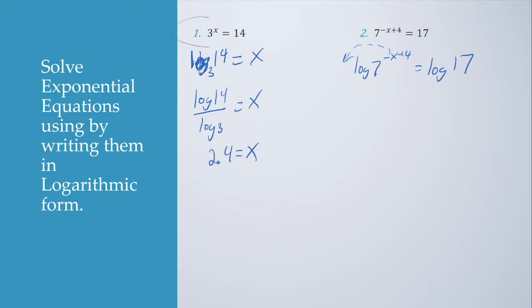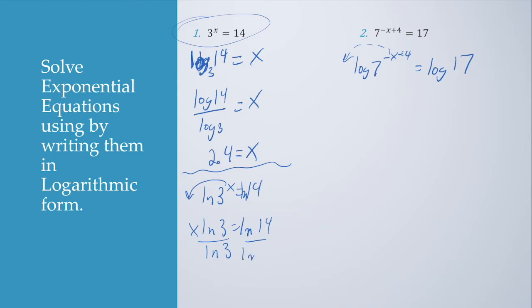I could have solved the problem on the left the same way. I could have taken the natural log of both sides. So I'd have natural log of 3 to the x is 14. Then I would move this to the front. So I get x natural log of 3 is the natural log of 14 because you have to do it to both sides. Divide both sides by the natural log of 3. So I get x equals the natural log of 14 over the natural log of 3, which would give us that same answer.